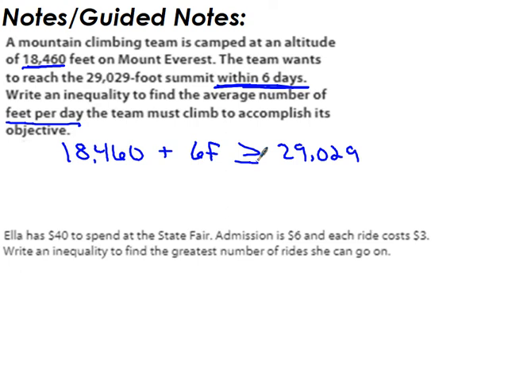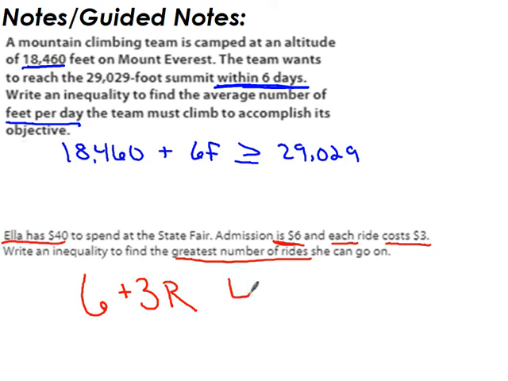Now, second one. Ella has $40 to spend at the state fair. Admission is $6, a one-time fee, and each ride costs $3. We want to know the greatest number of rides she can go on. So, county fair: $6 for admission, plus $3 for each ride. And we know she has a total of $40. So we have to figure out which way my inequality symbol should go.